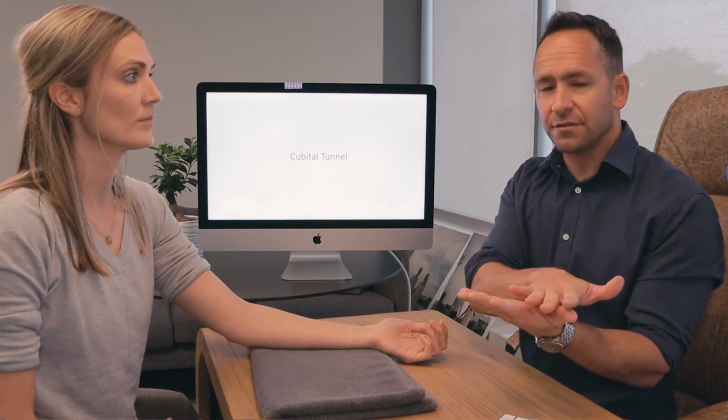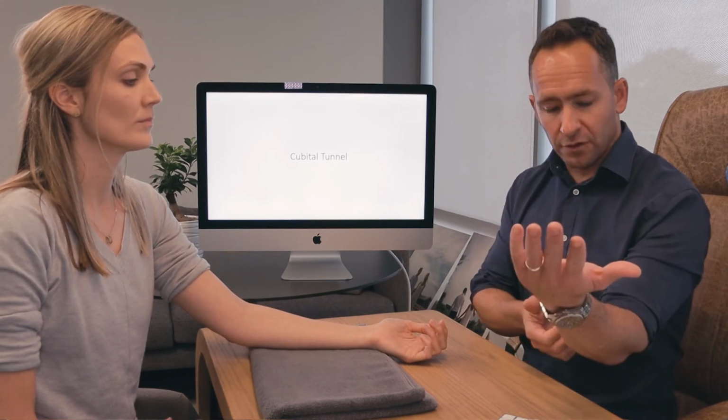Cubital tunnel is a compression neuropathy of the ulnar nerve. The most common compression neuropathy is carpal tunnel syndrome, where the median nerve is compressed, and the median nerve is more a sensory nerve where the symptoms have more to do with sensation on the radial side of the hand.